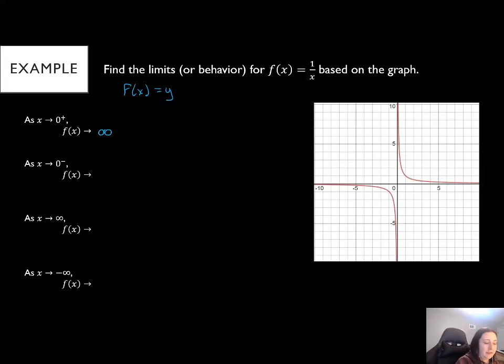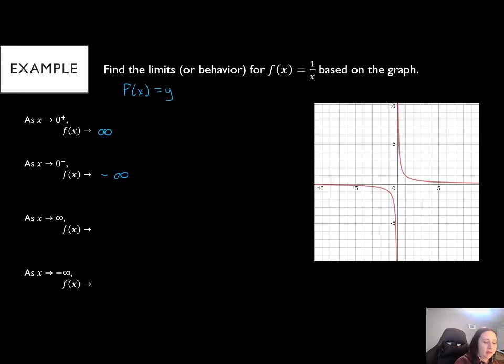The next one says as x approaches 0 from the negative side. So now we're going from the left side of the graph heading towards 0. So as I head towards 0, what happens to my y value? Well, my graph is actually going really down, going down to negative infinity. It's going as down as it can go. So we say that f of x approaches negative infinity.